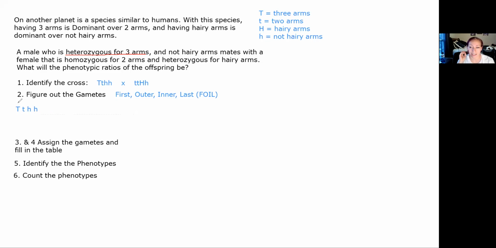So what this means is the first of the first trait and the first of the second trait. So the first T and the first H. The first gametes for that is going to be capital T, capital H. Then we're going to do outer. So the outermost T and the outermost H.